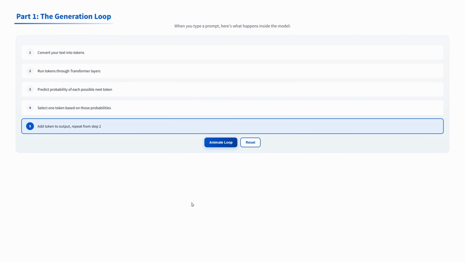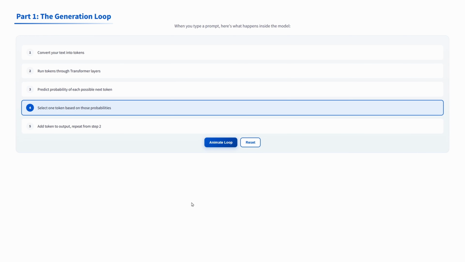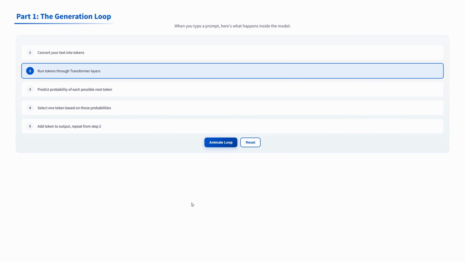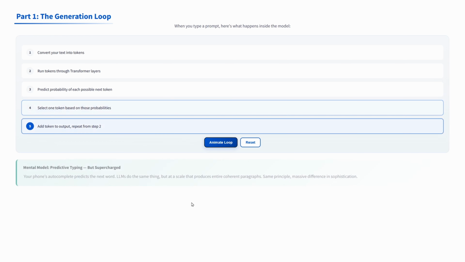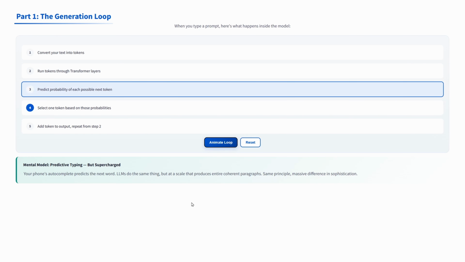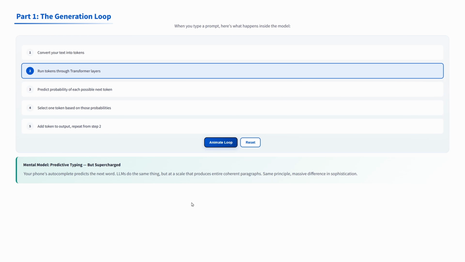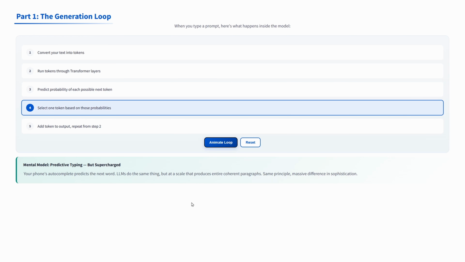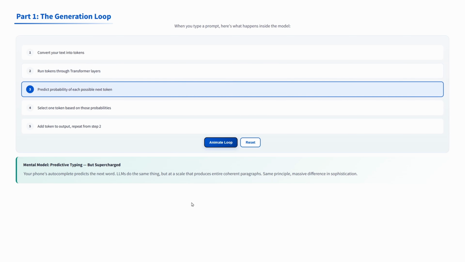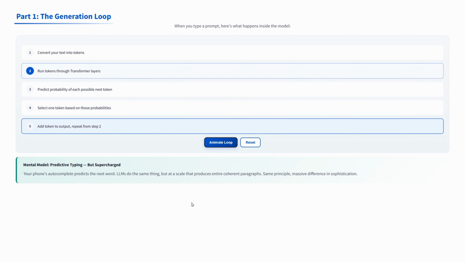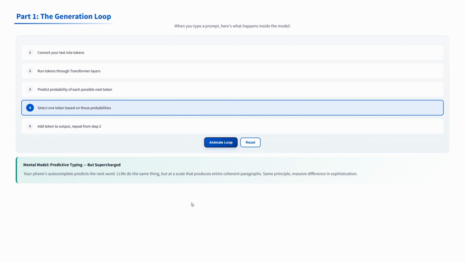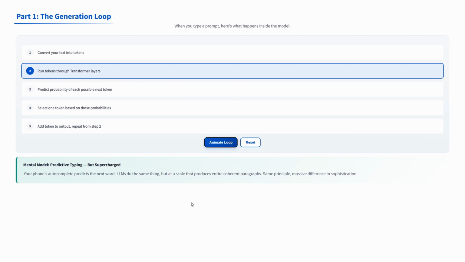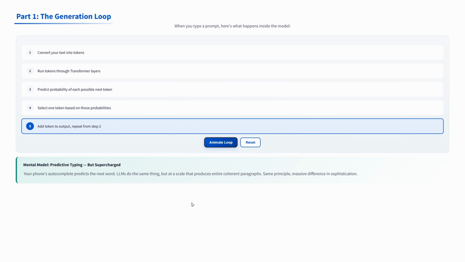You can look at the cycle that is animated on the screen right now. This loop runs hundreds or thousands of times for a single response. Here is a mental model that you can keep in your mind. Your phone's autocomplete predicts the next token based on what you type. An LLM does the same thing, but at a scale that produces entire coherent paragraphs. Same basic principles, massive difference in scale.